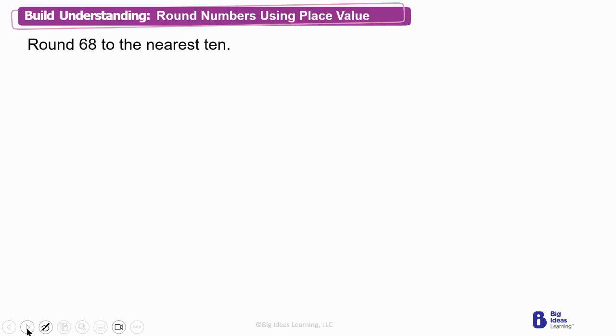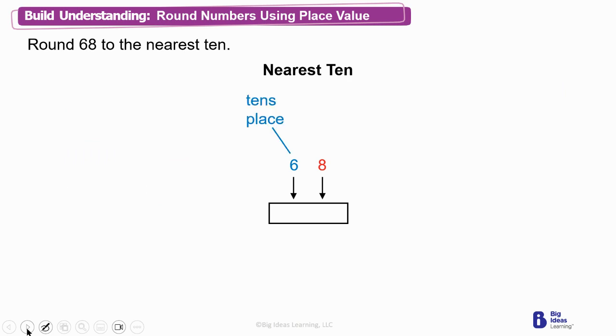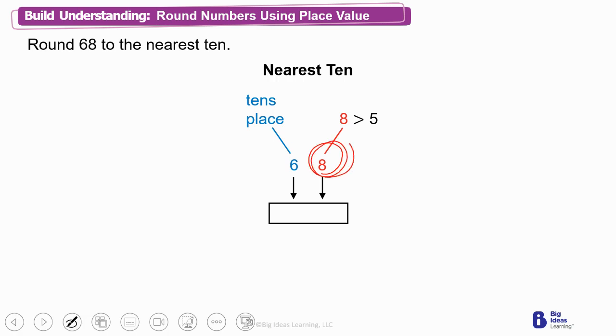All right, let's practice this. I'm going to round 68 to the nearest 10. So I'm going to look at the tens place. This is the number that I am rounding. The 8 is the number that I'm going to look at, so I'm going to draw a circle around it because this is the number I'm looking at. I'm trying to circle it, making it look like an eyeball. That's the number I'm going to look at to tell me what I'm going to do with that 6.